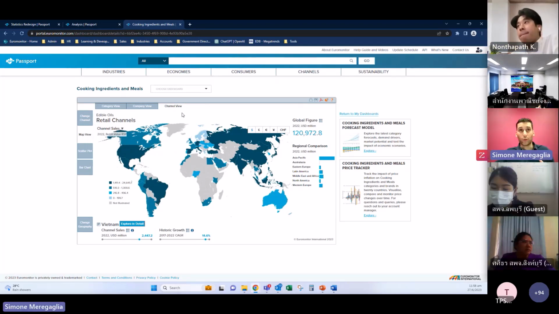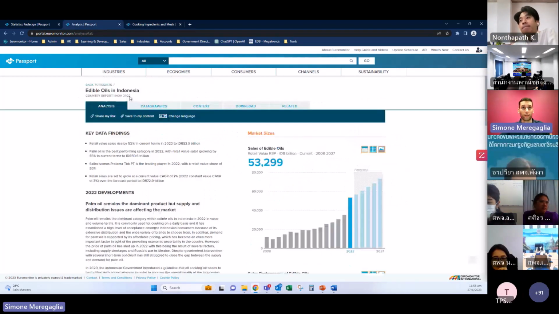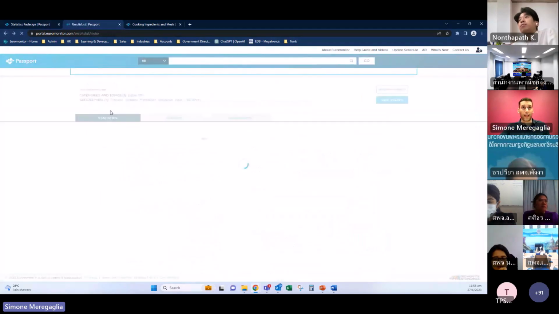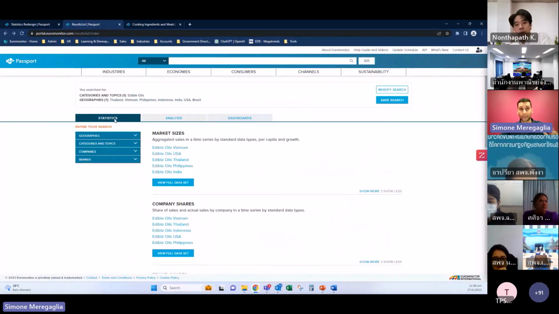So with that, you have all three of these tabs that are very useful: statistics to understand the data, to see what the data is in a specific market; analysis to understand what's the reason behind the data; and then you have dashboards to give you an overview of the whole world and how that specific category is playing out in different countries.